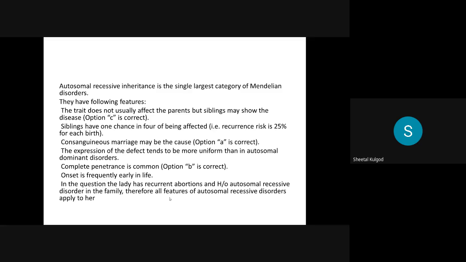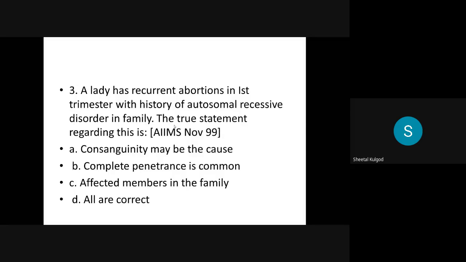See, whenever you're thinking of an autosomal recessive disorder in the family, okay, so whenever there is an autosomal recessive disorder in the family and there is a consanguinity history, what happens is the expression of these autosomal recessive disorders in the family will enhance, is it not?